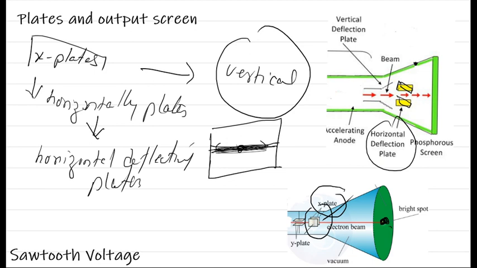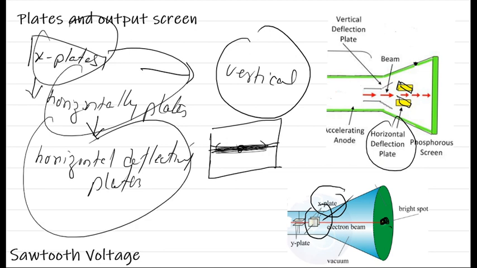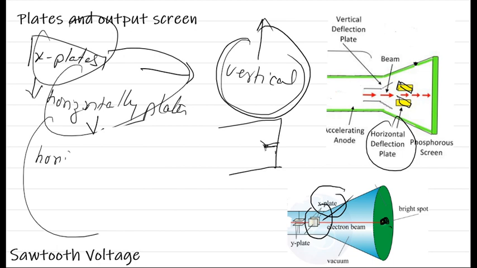So again, listen, what are the X plates? X plates means horizontal plates. Horizontal plates mean horizontal deflecting plates. Horizontal deflecting plates give the deflection horizontally to the spot along the X axis. But another important thing here is that practically the shape of these plates is vertical. All right, after this, now we will move on. There's another function for this, which is that when we provide the input, it produces the horizontal deflection.